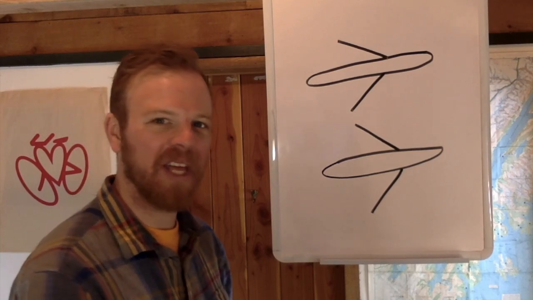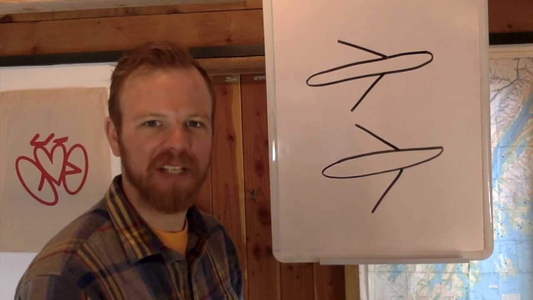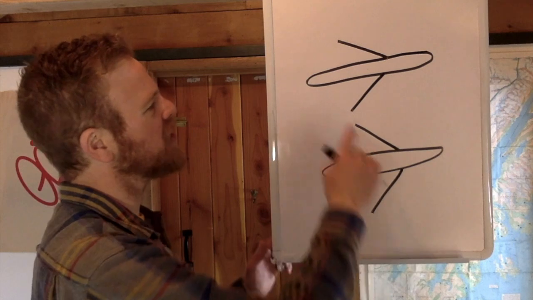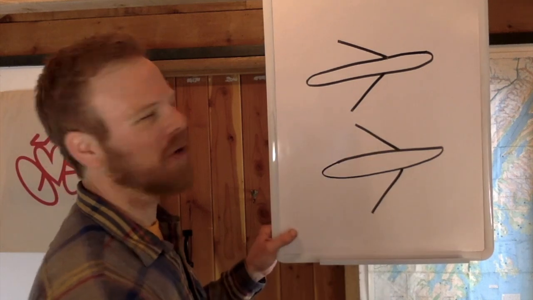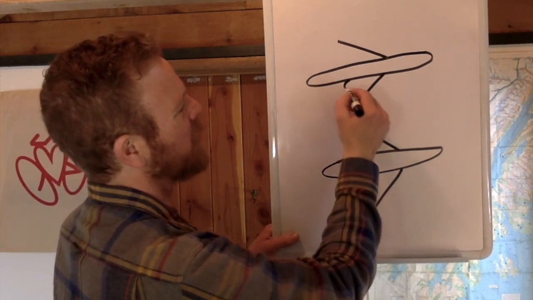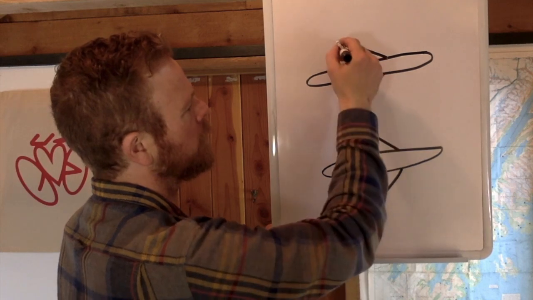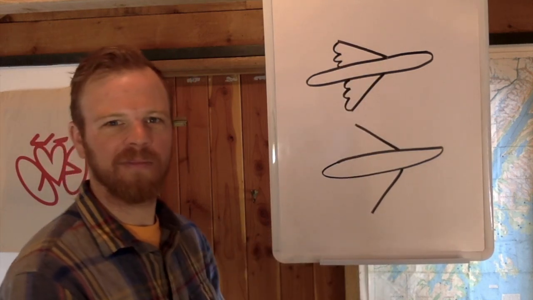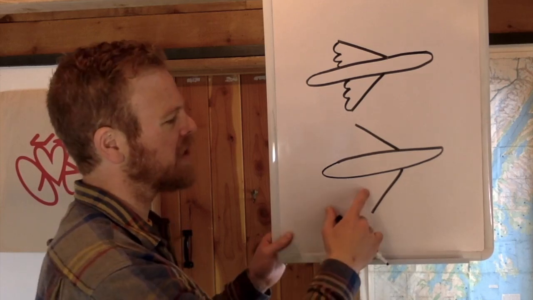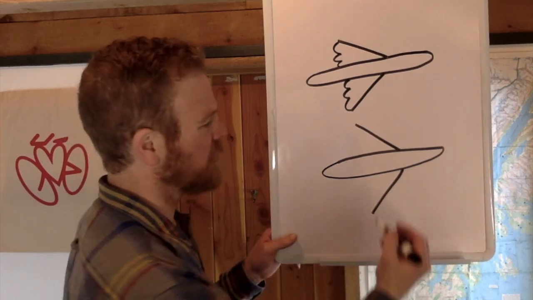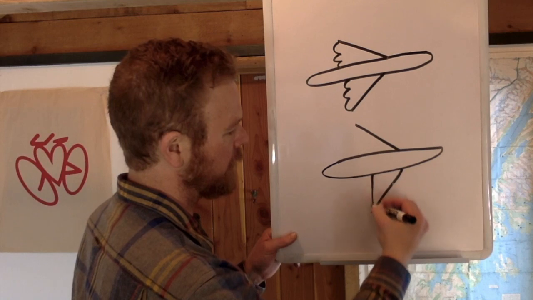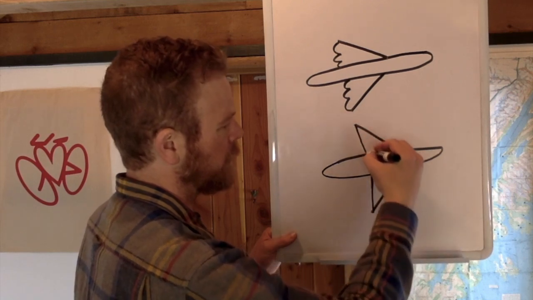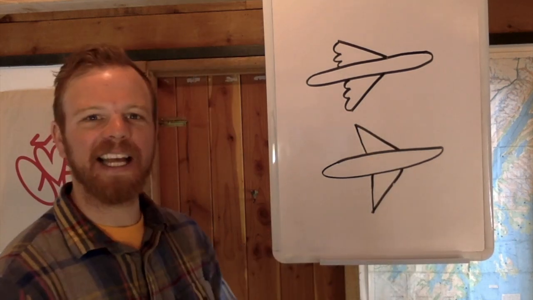Remember I said that the wings on an airplane are kind of like the wings on a bird? First, let's draw wings like a bird. Let's put some feathers on the back. But on an airplane, the wings are straight. They're a straight line instead. Something like that.